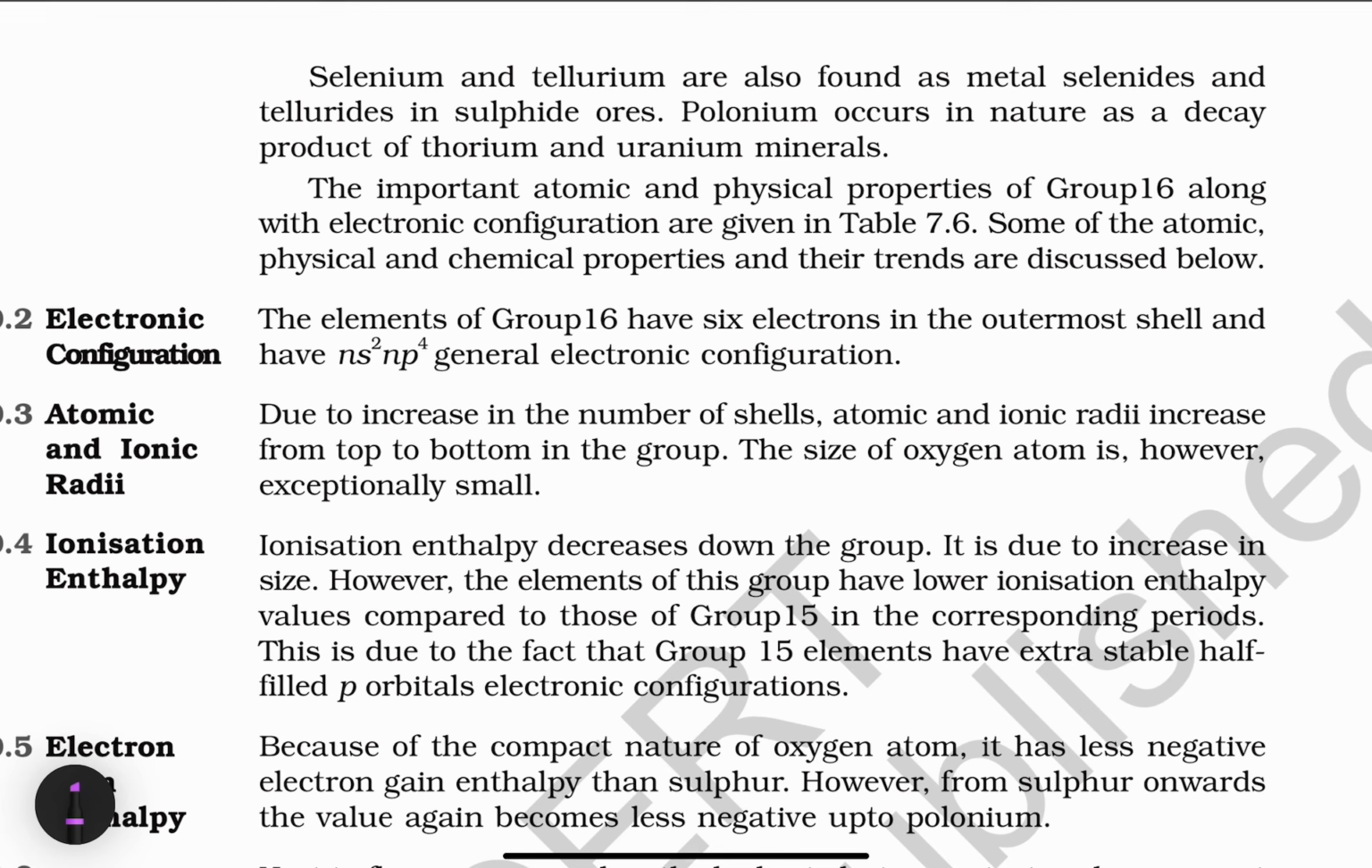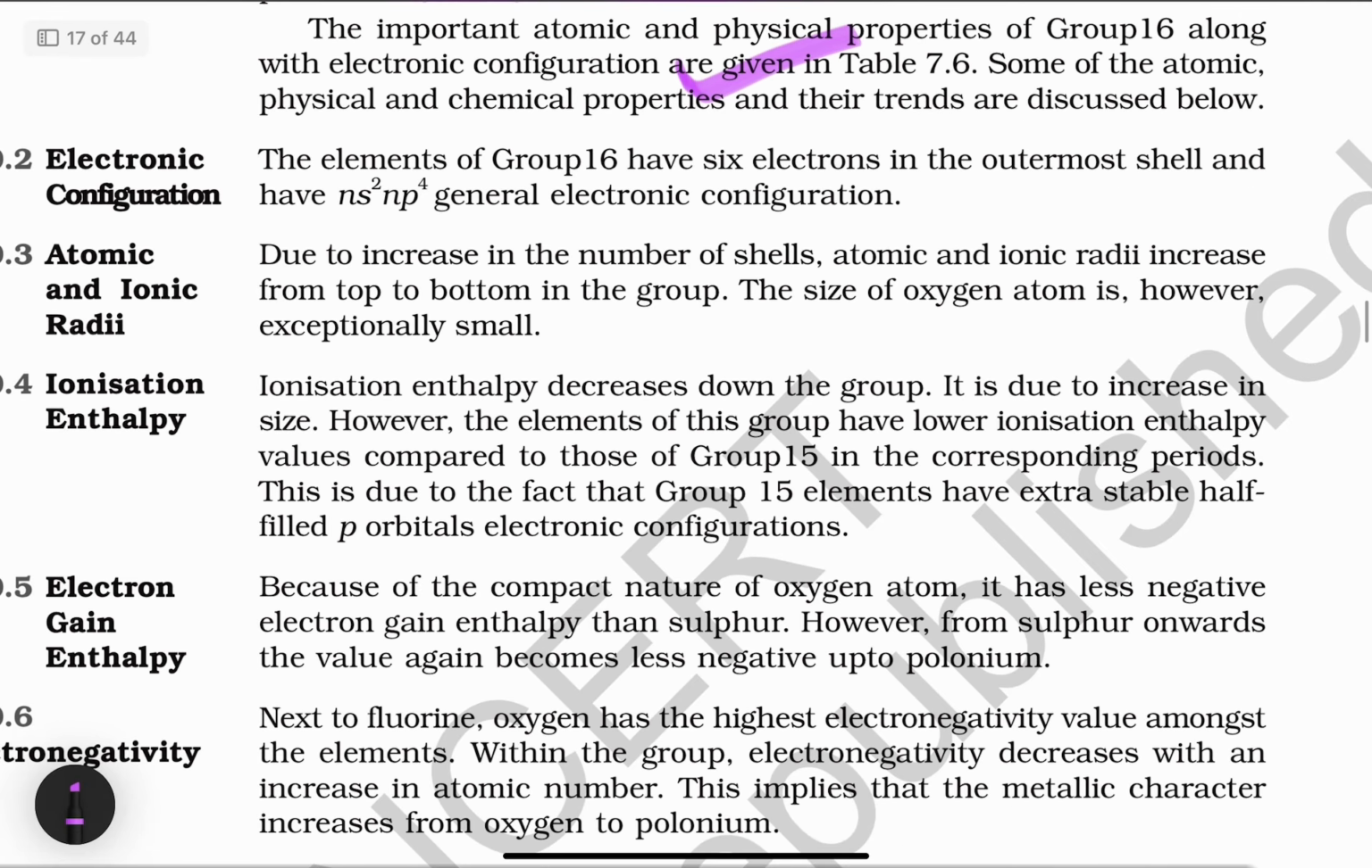Not so important: polonium occurs in nature as a decay product of thorium and uranium salts. The general electronic configuration is ns2np4. Ionic radii and atomic radii increase down the group.